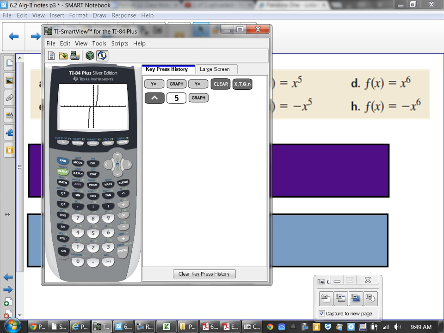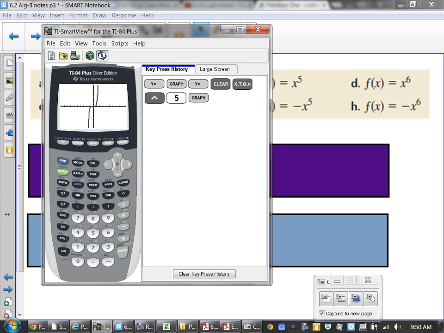The Y equals button is right next to the green button, right next to the alpha button. And you get a quick curve. Okay? So if I'm looking at x to the 5th, as x is getting larger, what is f of x doing? It's getting larger as well. As x is getting smaller, what is f of x doing? Getting smaller.